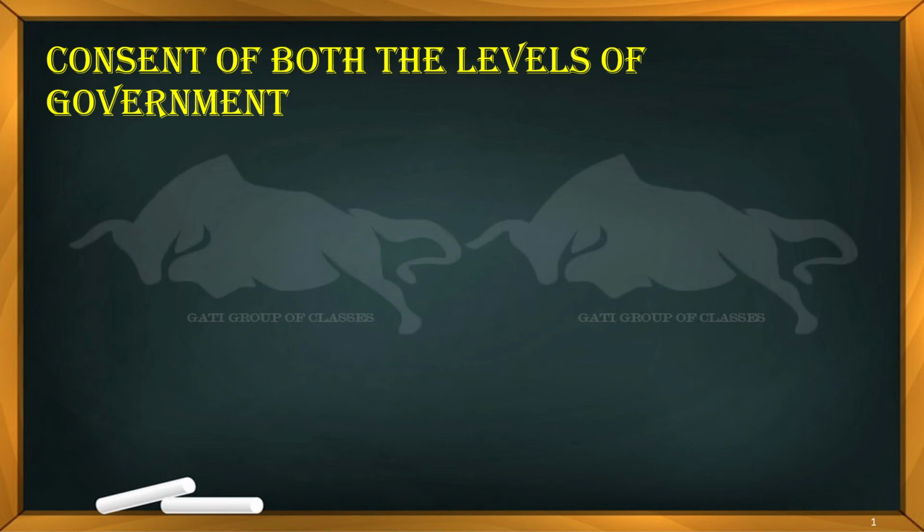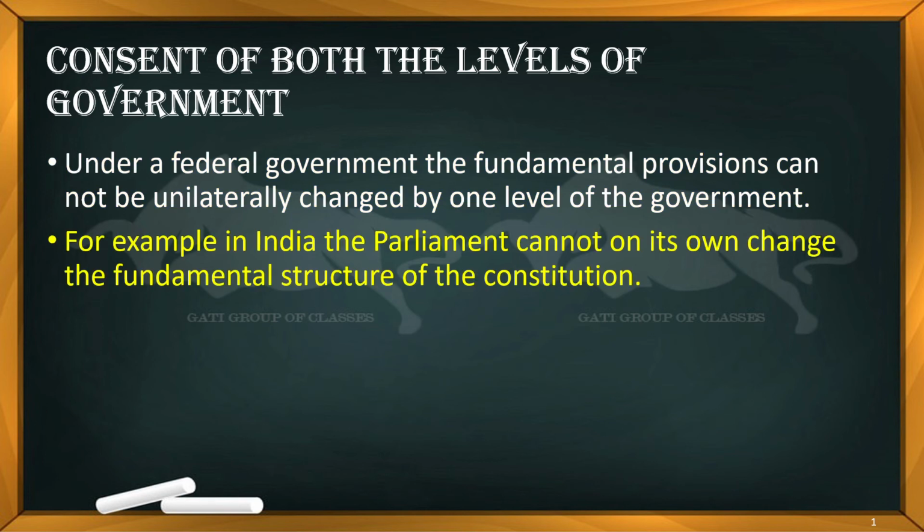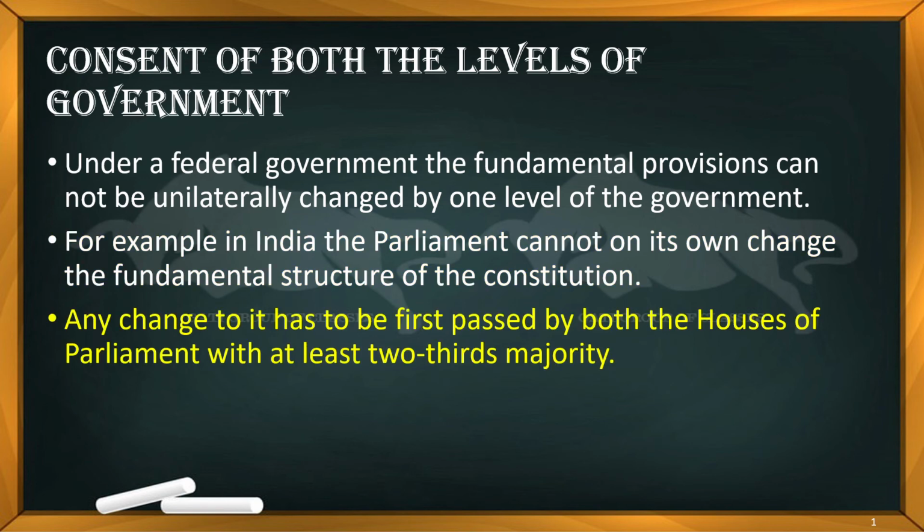Next point is the consent of both levels of government. Under a federal government, the constitution cannot be changed unilaterally by any single government, neither by the central government nor by the state government. They need collective votes. For example, in India, Parliament cannot on its own change the fundamental structure of the constitution. Any change, if needed, must first be passed by both houses, Lok Sabha and Rajya Sabha, the lower house and upper house, by at least a two-third majority.